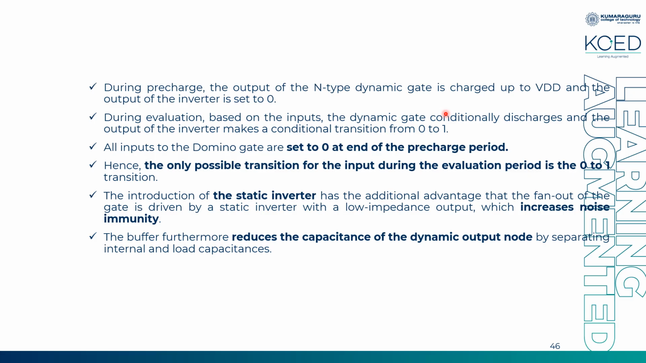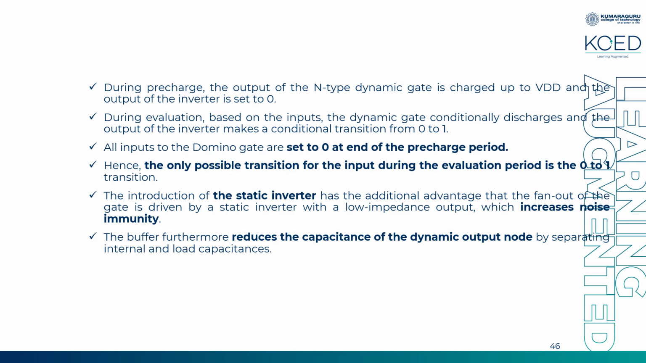In your pull down network, suppose all the NMOS are on, then the VDD will be pulled down to 0. Then what will be the output of the inverter? 1. That is why it is given as a conditional transition from 0 to 1. If the inputs of the pull down network are not all 1, that is, not all NMOS are on, then the 0 to 1 transition will not happen. So one thing is made sure here: all the inputs to the domino gates are set at 0 at the end of the pre-charge period. How? In pre-charge, the output node is charged to VDD.